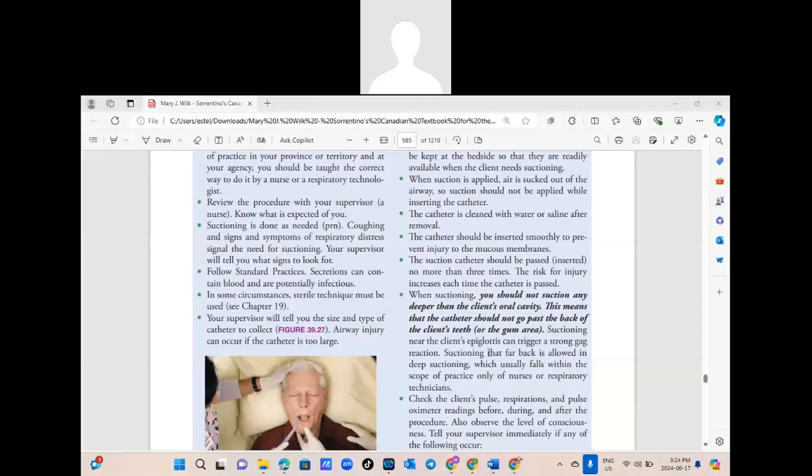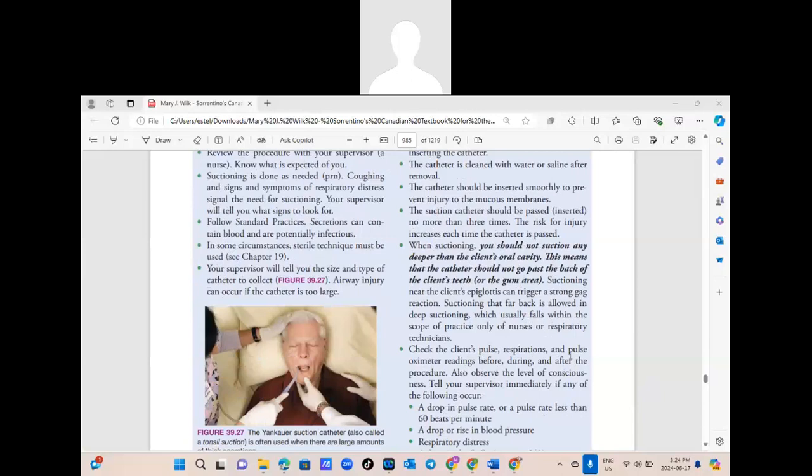So suctioning near the client's epiglottis can trigger a strong gag reaction. So just over here, okay. Suctioning that far back is allowed in deep suctioning, which usually falls within the scope of practice only for nurses or respiratory technicians. So we're going to check the client's pulse, respiration, and pulse oximeter readings, which is your SpO2 or O2 sat, right? Before, during, and after the procedure.